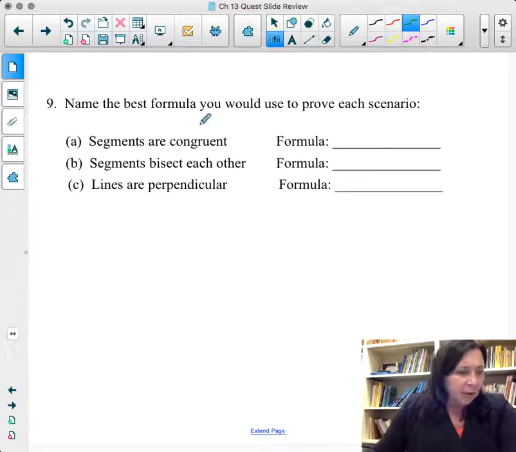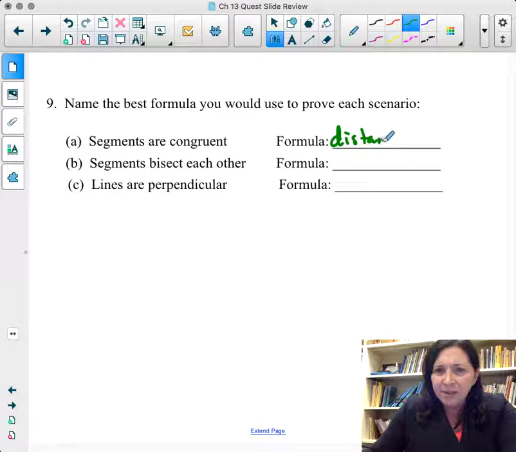So number 9 says, name the best formula that you would use to prove each scenario. For this one right here, it says segments are congruent. To prove that two segments are congruent, I would suggest that you use the distance formula.